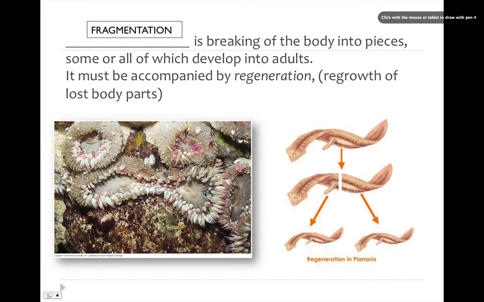There are limits to regeneration, like if you were just to cut a very small tip of a flatworm off, could it regenerate from the small tip? No. There has to be a certain amount of mass there in terms of the cells in order for a successful regeneration to occur.